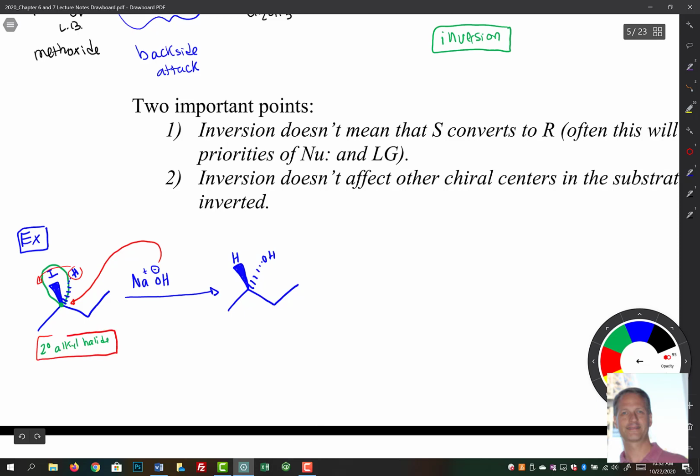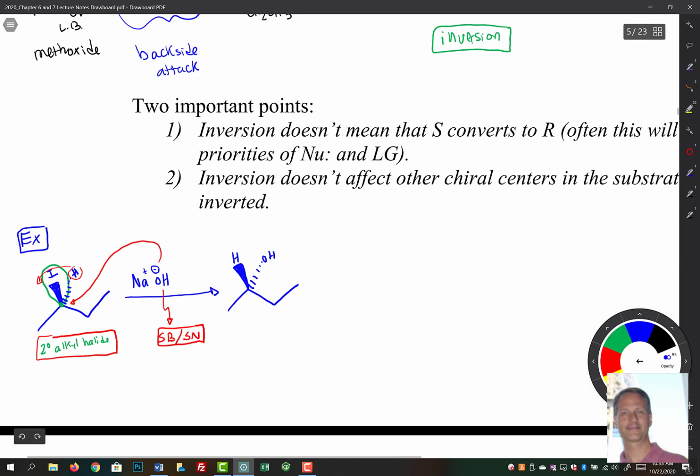This is a secondary alkyl halide, and then we take a look down here, and let's talk about hydroxide. So hydroxide is a strong base, and most often strong bases turn out to be strong nucleophiles. And there's a whole list of these things where you might have strong bases not be good nucleophiles or strong nucleophiles be weak bases. And we'll get into that as we assimilate more information.